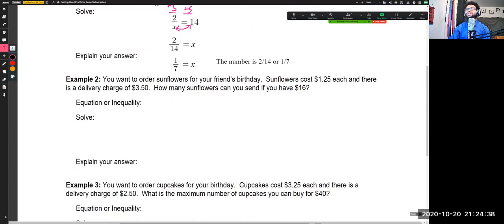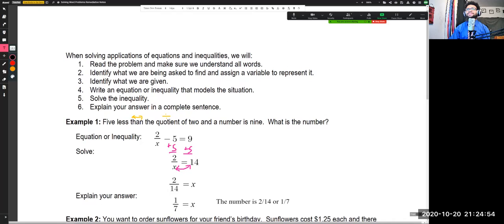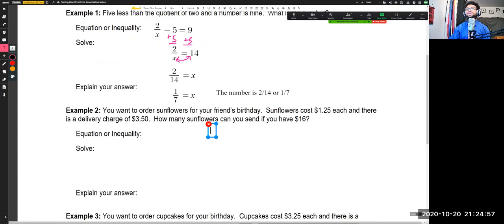Step number 2 says, to identify what we are being asked to find and assign a variable to represent it. We are being asked to find how many sunflowers we can send if we have $16. Sunflowers, we're going to use F for flower for this one. All right, that's going to be our variable. My next step, identify what we are given. We are given that sunflowers cost $1.25 each, and there's a delivery charge of $3.50, and that we have $16. Those are the three things we're given.